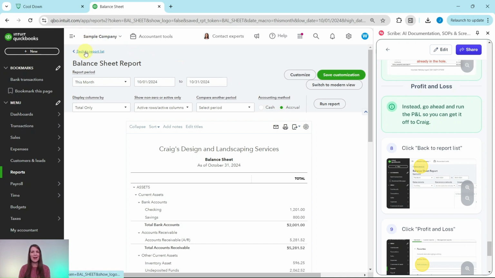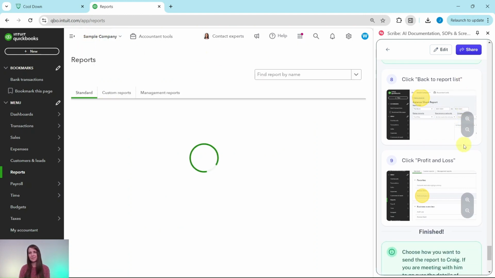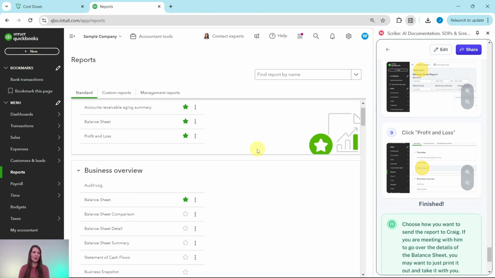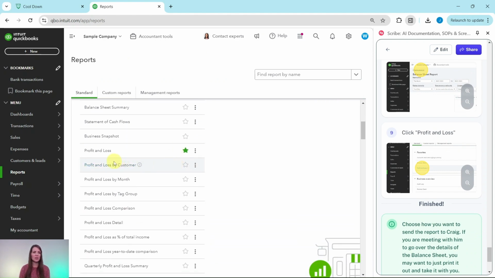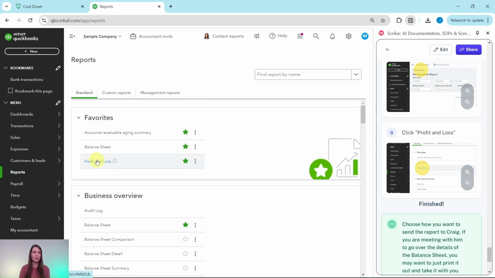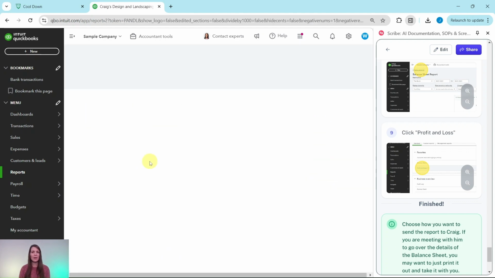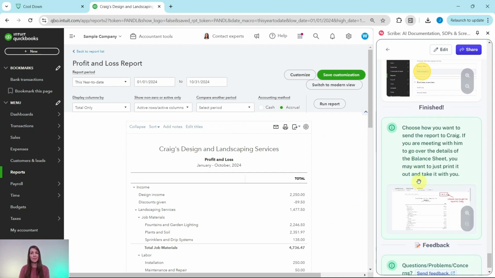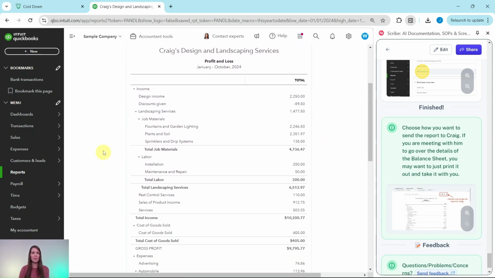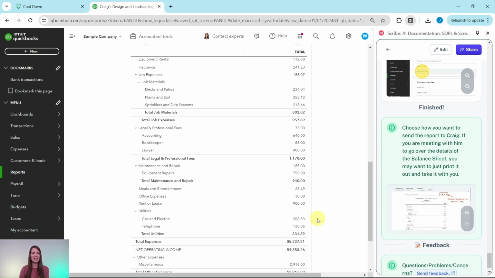So go ahead and click on Back to Report List. And this time we are going to run the profit and loss, which is here under favorites. And it is again also here under business overview. So either one of them is fine. Go ahead and click on it and it will be run automatically for you. And we're not going to do anything more with this. We're not changing the report period. We're just going to leave it as is.